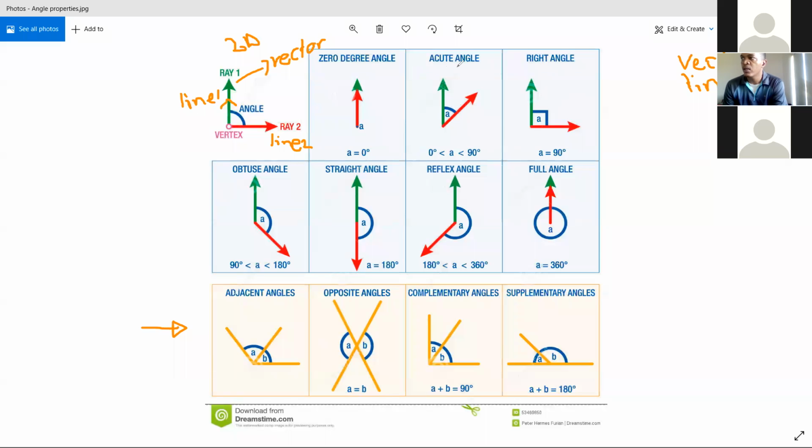On the other side, we have an acute angle. I believe you know what an acute angle is. Angles smaller than 90 degrees. We have a right angle, which is only 90 degrees. Obtuse, greater than 90, less than 180. We have a straight line.